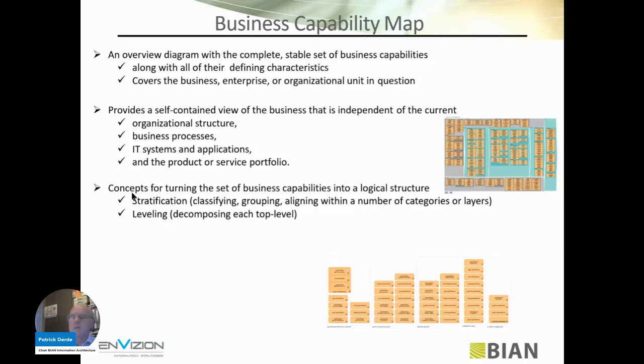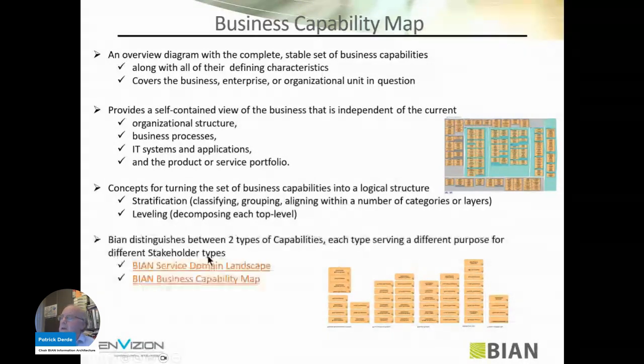And the two dimensions are completely different things. But in practice, I see often that this stratification, this grouping, this classifying, and this leveling is mixed up. And this, of course, creates an issue in agreeing on what is now the good or the correct business capability map for my organization. Now, as mentioned already before, BIAM is distinguishing two types of capabilities, and each of these capabilities and capability maps are going to serve a different purpose. And I will visualize this.